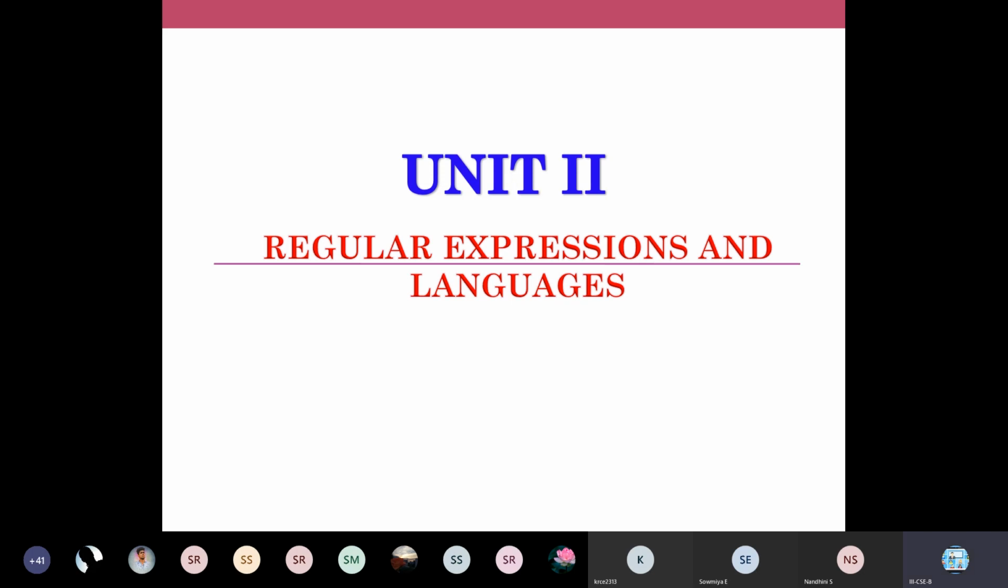So the second unit is about regular expressions and languages. In our first unit, we discussed automata and we saw how languages can be represented using automata. We saw that there are different types of automata like NFA, DFA, and epsilon NFA. So this notation, regular expression, is one more method to represent your languages.